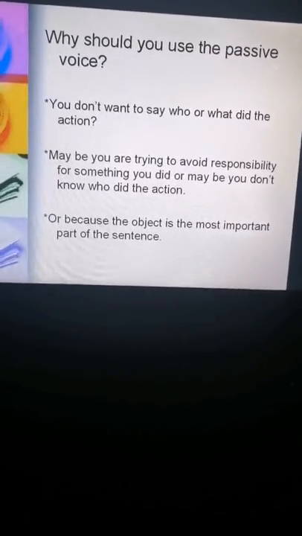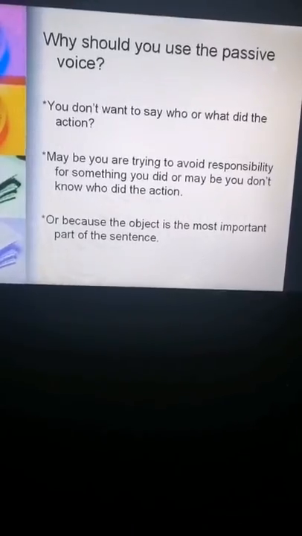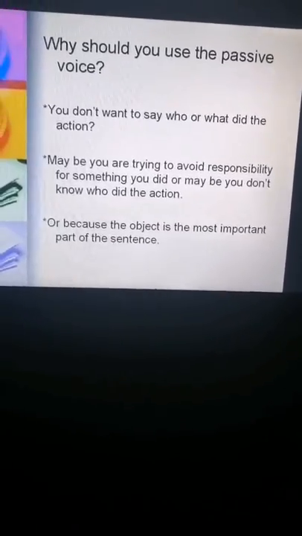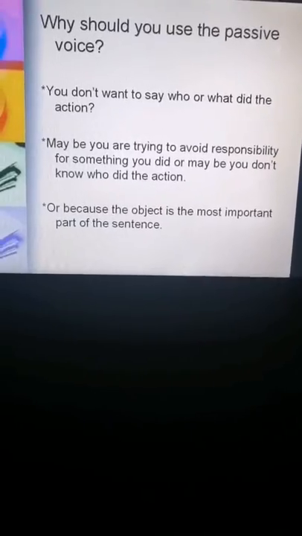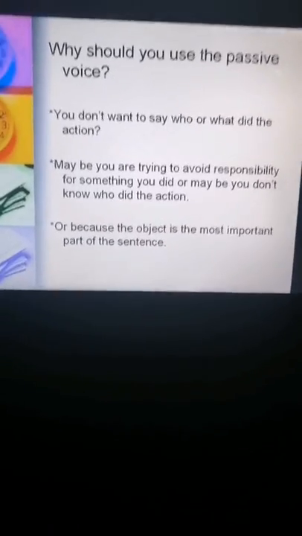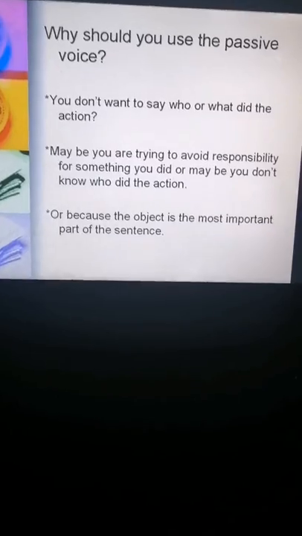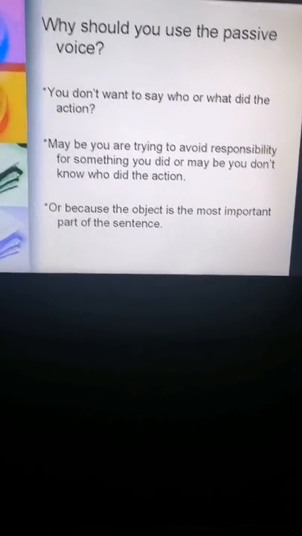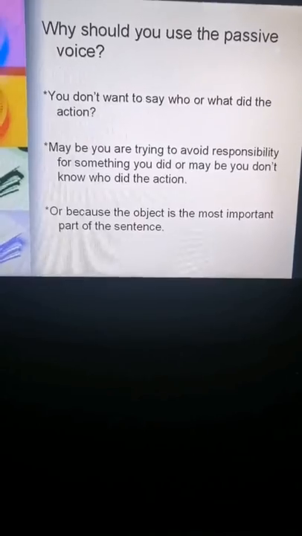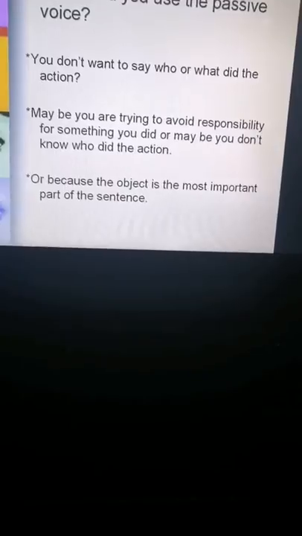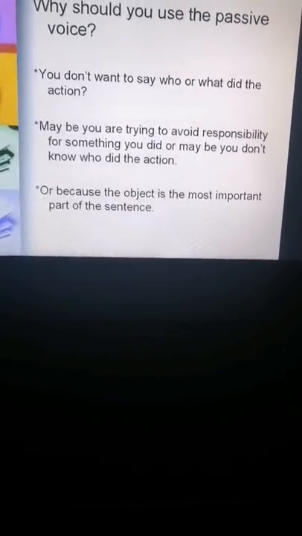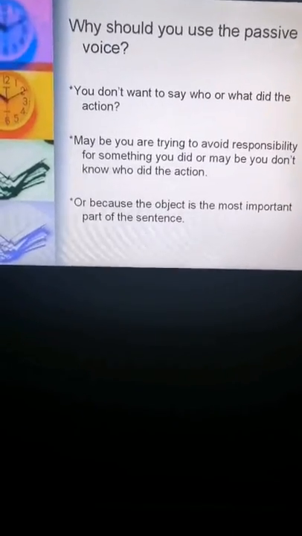First of all, let's talk about why we should use the passive voice. Maybe we don't want to say who or what did the action. We want to avoid mentioning the subject of the action. Or maybe you are trying to avoid responsibility for something you did, or maybe you don't know who did the action. Or because the object is the most important part of the sentence. It means that we are going to focus on the object without mentioning the subject.